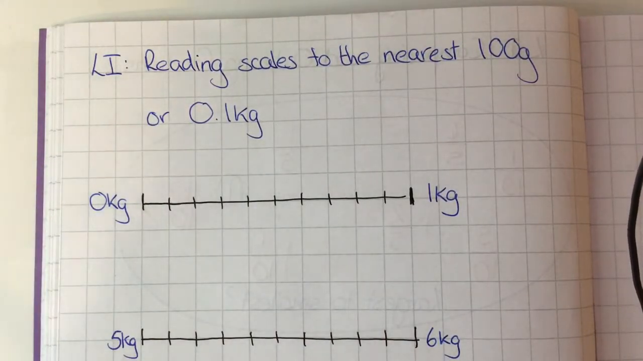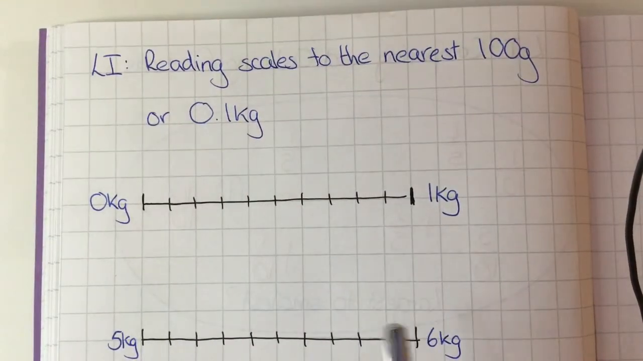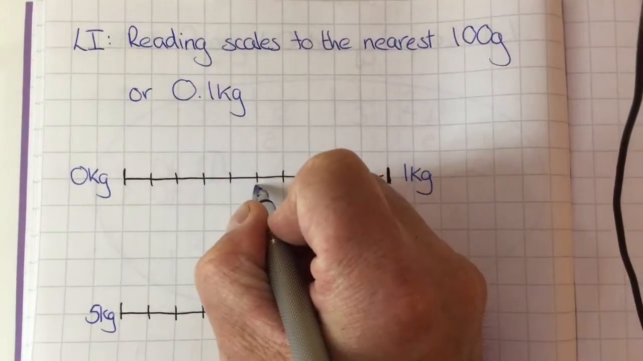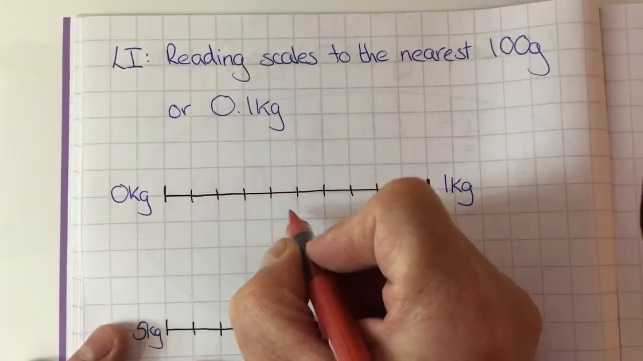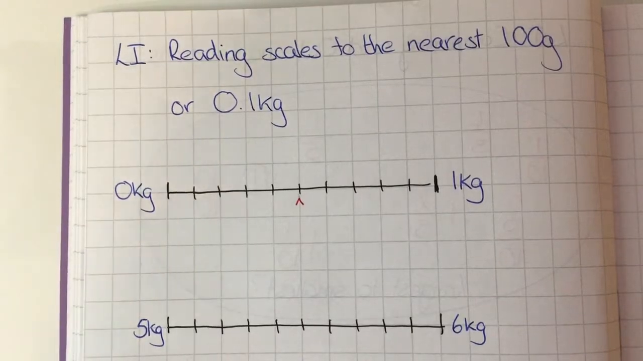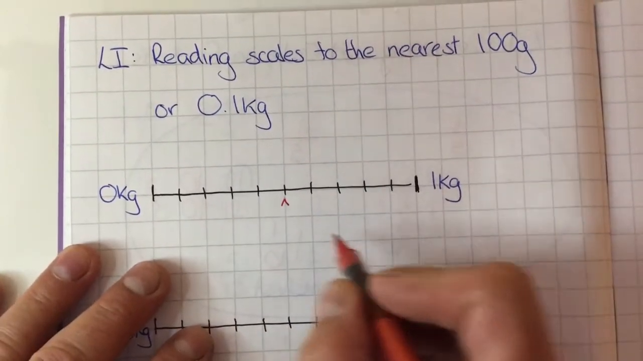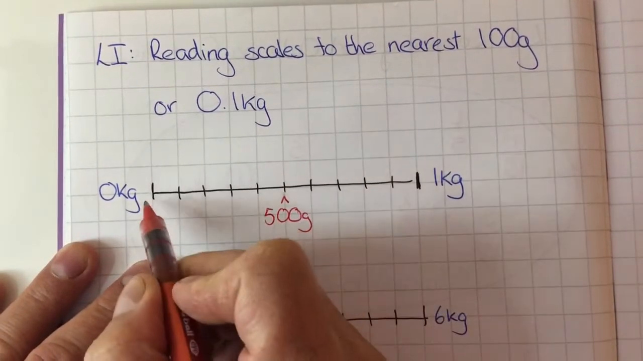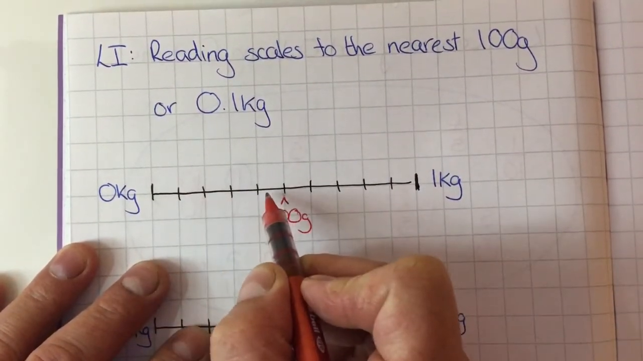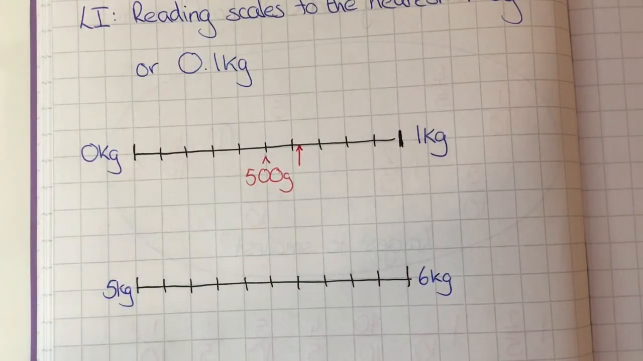Okay, 100 grams. Now, if each one of those divisions is 100 grams, what would this division be here? Which one is this one? You can see that it is smack bang in between 0 kilograms and 1 kilogram. So this would represent 500 grams. So each one of these little marks represents 100 grams. This represents 500 grams. Now you can see I've added an arrow to the diagram.